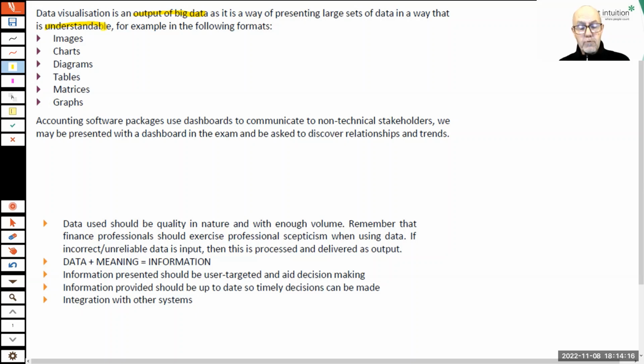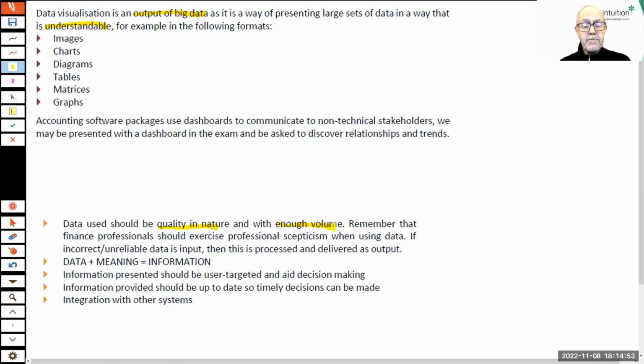Some house rules. Data used should be quality in nature and with enough volume. And enough is an important word, not too much volume. Too much data arguably does more harm than too little, because if there's so much data that the recipient is buried by it and can make no sense of it, then it really is going to tell them nothing. Quality in nature: you should be familiar with the qualities of information. It's got to be accurate, it's got to be timely. If you can validate the sources, great, and so on.